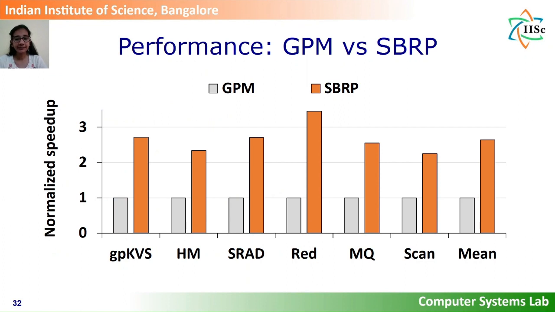SBRP not only defines a persistency model that helps programmers in reasoning about the intra-thread and inter-thread PMO, but also improves performance. On average, SBRP improves by about 2.7x over GPM. Reduction greatly benefits from SBRP. This kernel leverages intra-thread block PMO, which benefits from SBRP as the persist remains in the L1 cache without being flushed to the PM. It speeds up by up to 3.5x over GPM. Refer to our paper for a more detailed evaluation.